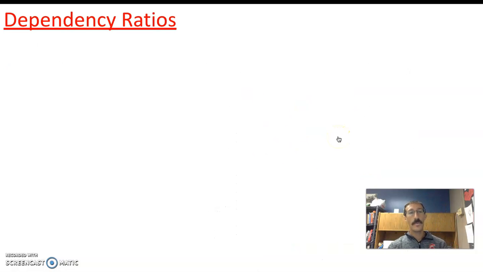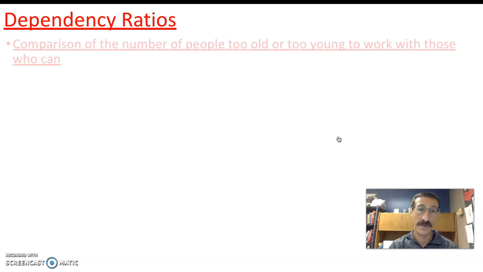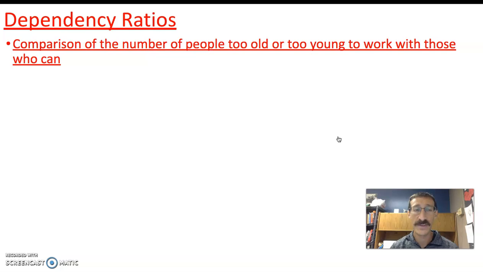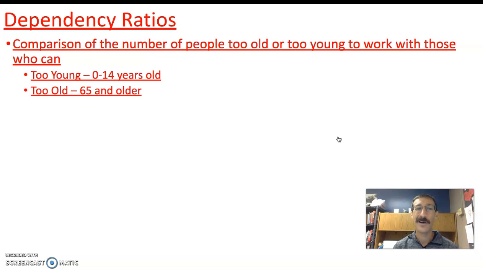Within this, we're still in the context of looking at places that face certain health challenges, and population pyramids can help us understand those by looking at what we call dependency ratios. The dependency ratio is the comparison of the number of people that are considered too old or too young to work with those who can. Typically, people considered too young are between newborns and 14, and people who are too old are 65 and older.